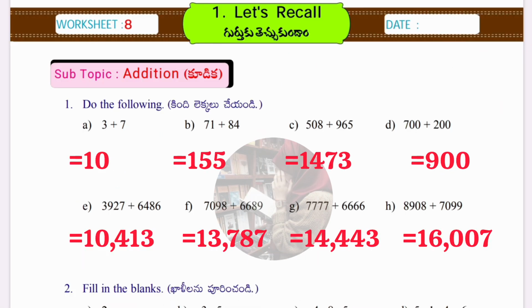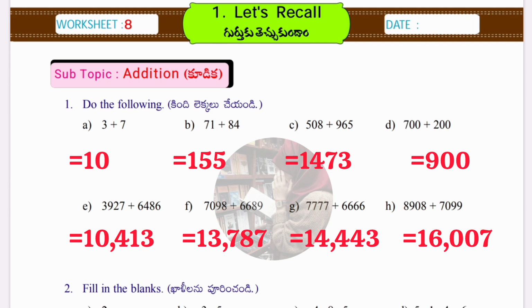Now we'll see the next worksheet, worksheet number 8. Here the topic is addition. Here we have to do the addition, we know this. So the first one is do the following. 7 plus 3 is 10, 71 plus 84 is 155. If you don't know how to do addition for two digits, first write it down one by one. First write down 71, and exactly below it write down 84.